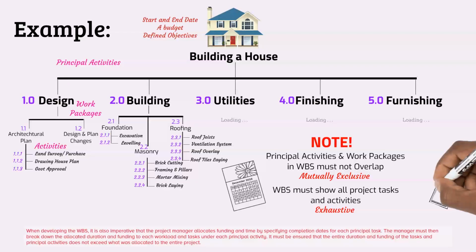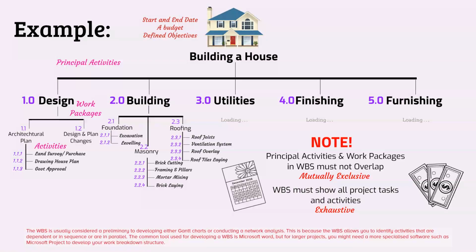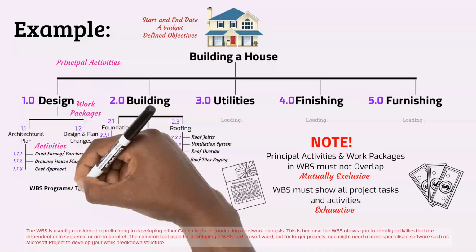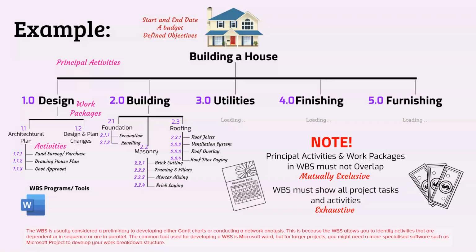The manager must then break down the allocated duration and funding to each workload and tasks under each principal activity. It must be ensured that the entire duration and funding of the tasks and principal activities does not exceed what was allocated to the entire project. The WBS is usually considered a preliminary to developing either Gantt charts or conducting a network analysis. This is because the WBS allows you to identify activities that are dependent or in sequence or are in parallel. The common tool used for developing a WBS is Microsoft Word, but for larger projects, you might need a more specialized software such as Microsoft Project to develop your work breakdown structure.